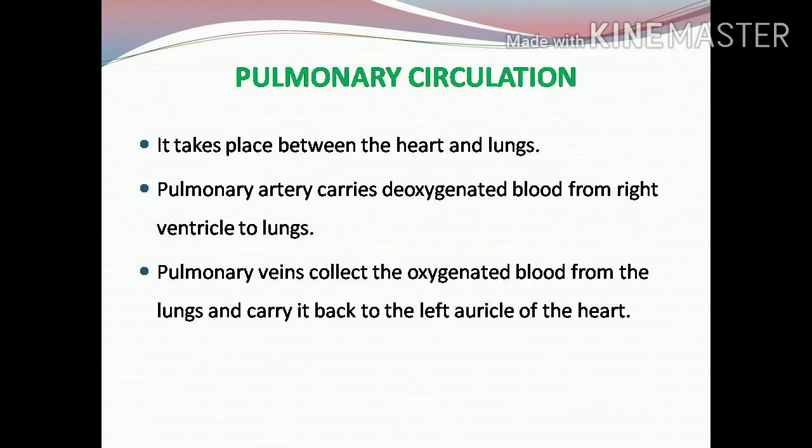First, pulmonary circulation. The circulation of blood takes place between lungs and heart. Here, deoxygenated blood from the right ventricle goes to the lungs through the pulmonary artery. In the lungs, deoxygenated blood is converted into oxygenated blood, and through the pulmonary veins it comes to the left auricle.